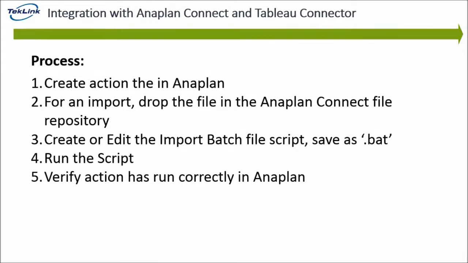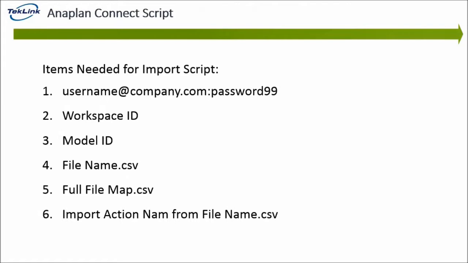So very quickly, let's run through the items needed to edit the batch script. We need username and password credentials, workspace ID, model ID, the file name, the full file map, and then finally the import action name from inside Anaplan. Next, let's jump into our live model tutorial.